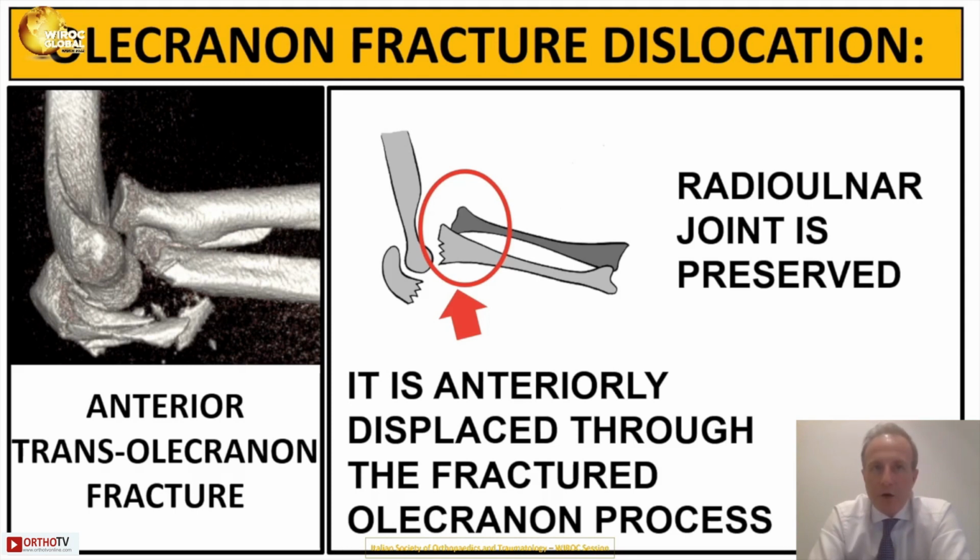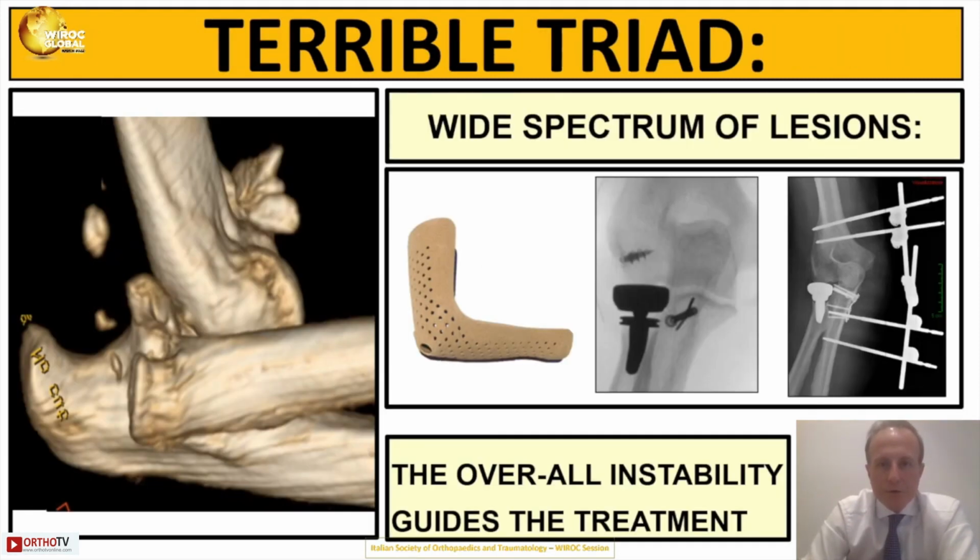Based on the level of comminution of the greater sigmoid notch of the coronoid and of the radial head, the anterior transolecranon fracture dislocation can be divided into simple and complex. Terrible triad. This lesion is characterized by dislocation or subluxation of the elbow, which occurs by fracture of the radial head and of the coronoid process and lesion of the lateral collateral ligament.